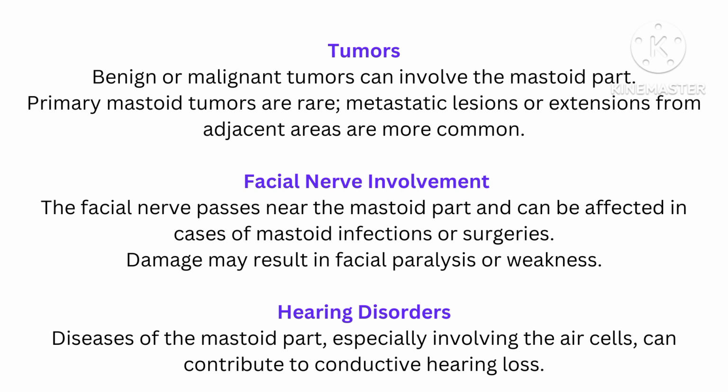Facial nerve involvement. The facial nerve passes near the mastoid part and can be affected in cases of mastoid infections or surgeries. Damage may result in facial paralysis or weakness. Hearing disorders. Diseases of the mastoid part, especially involving the air cells, can contribute to conductive hearing loss.